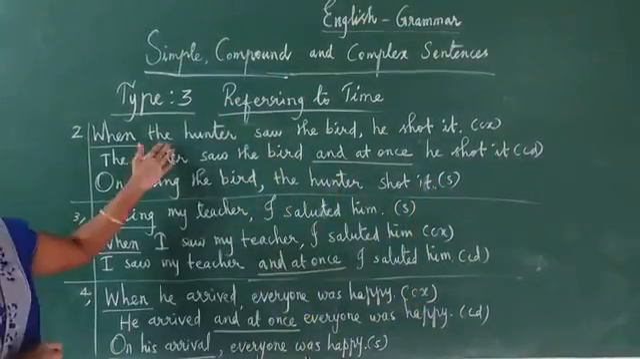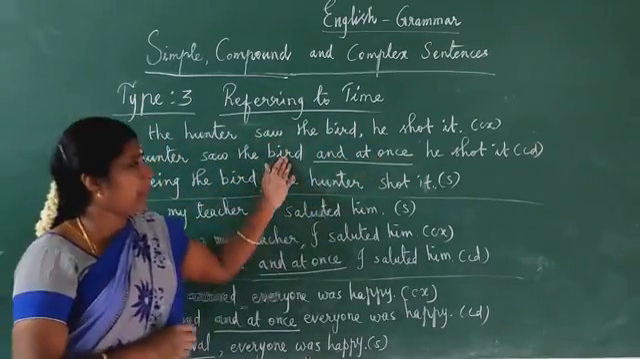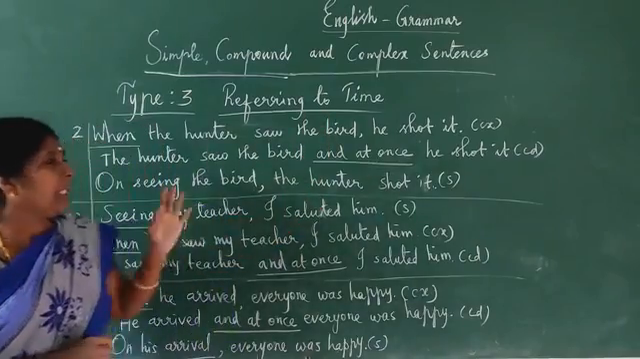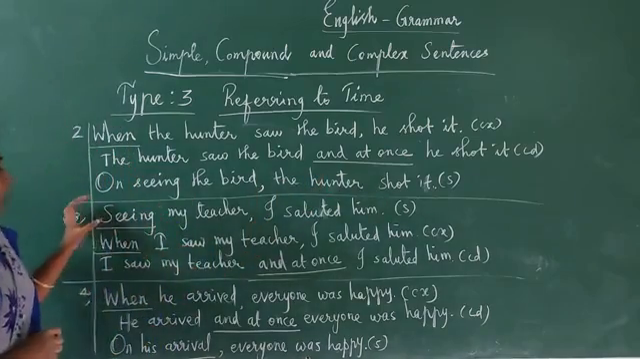The hunter saw the bird, he shot it: complex. The hunter saw the bird and at once he shot it: compound. On seeing the bird, the hunter shot it: simple. So come to the next one.